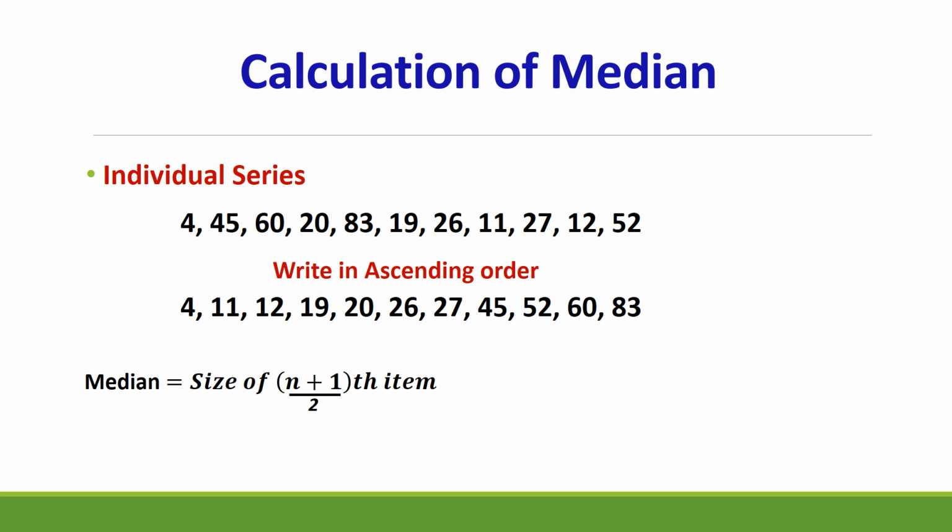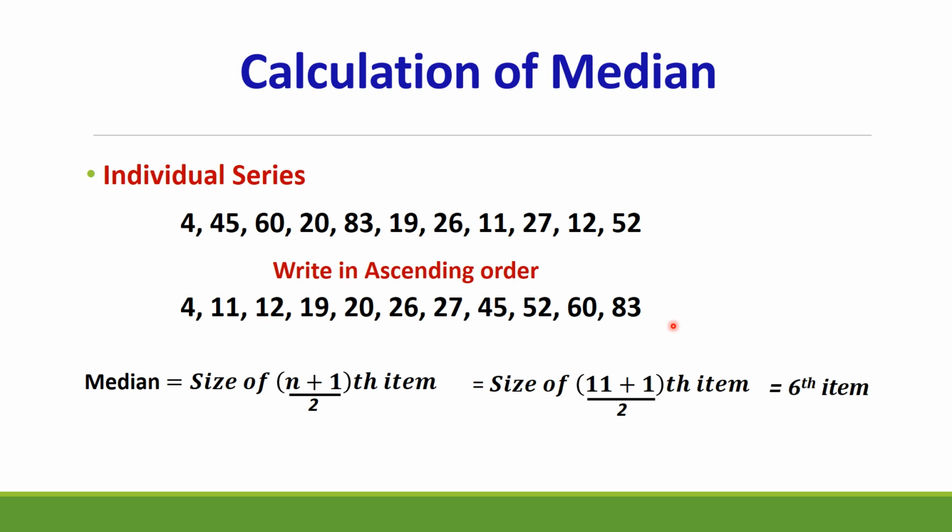For this purpose, we have to assess what is n. For this, we have to count how many items are there in the series. If 4 is the first item, and then the second one is 11, then third, like that. We have to count how many items are there in the series and apply in the formula. 11 items are there in the series, so size of (11 plus 1) by 2th item.